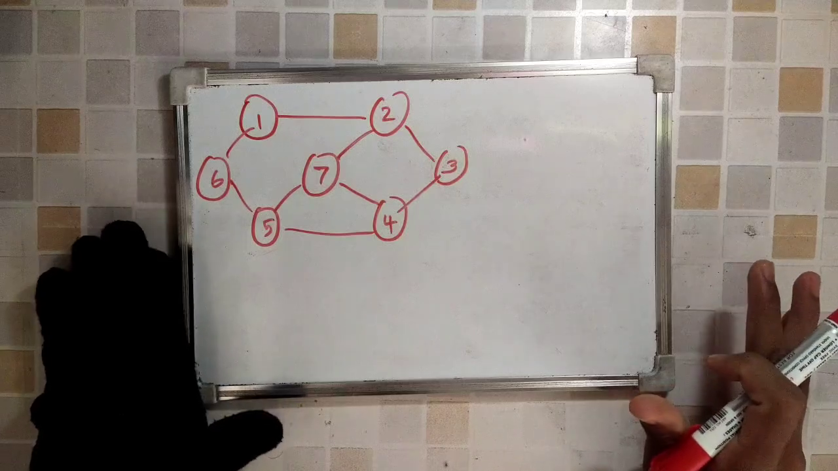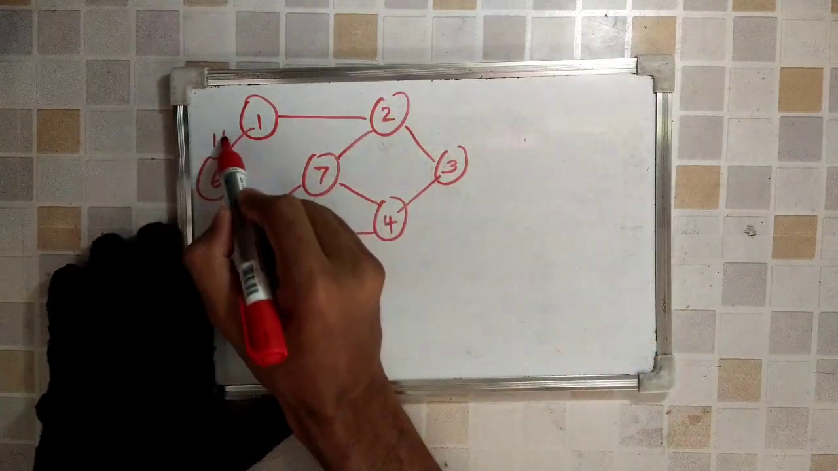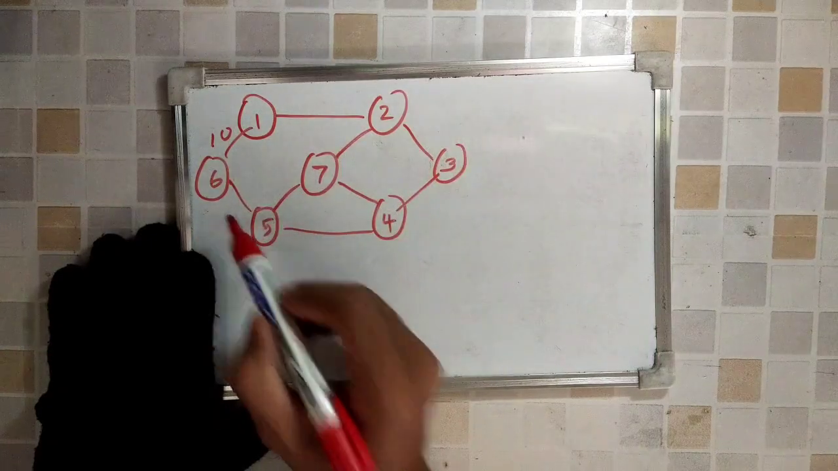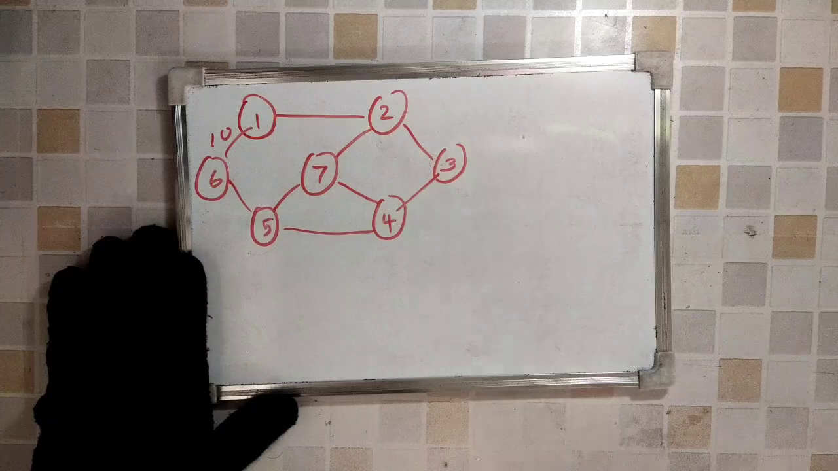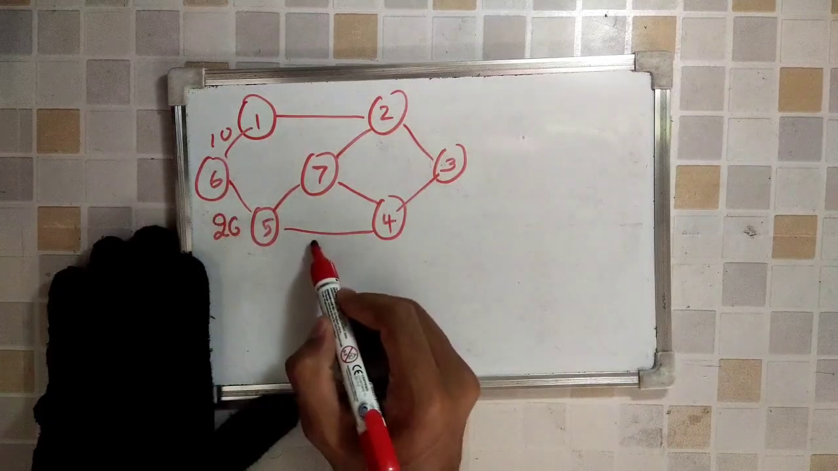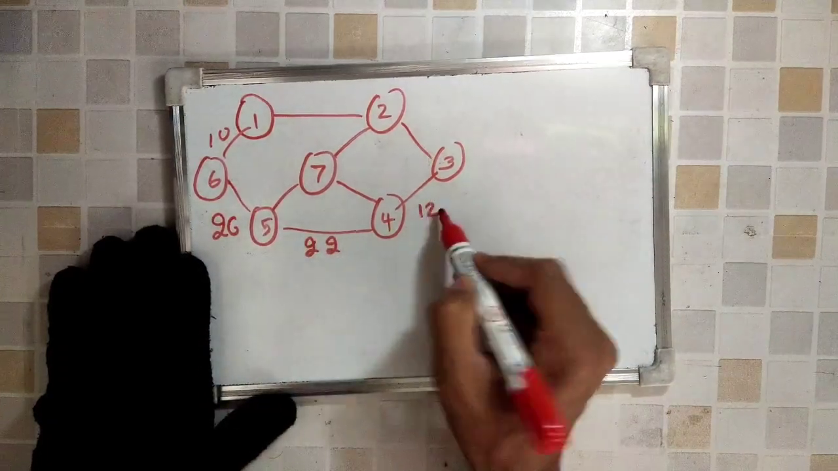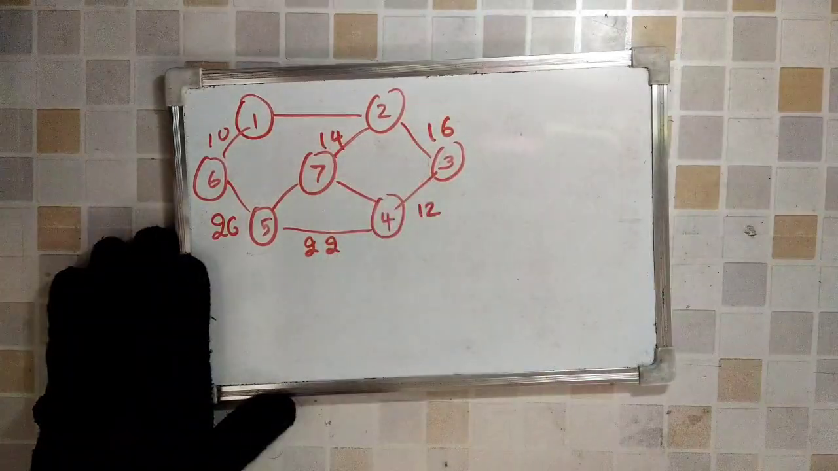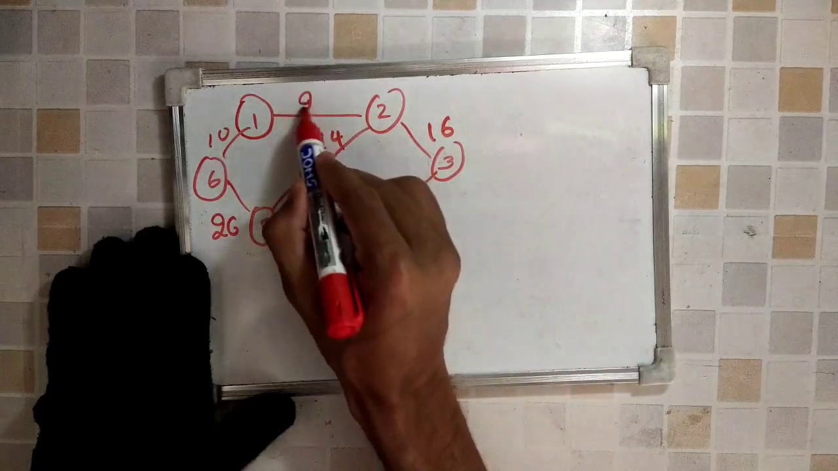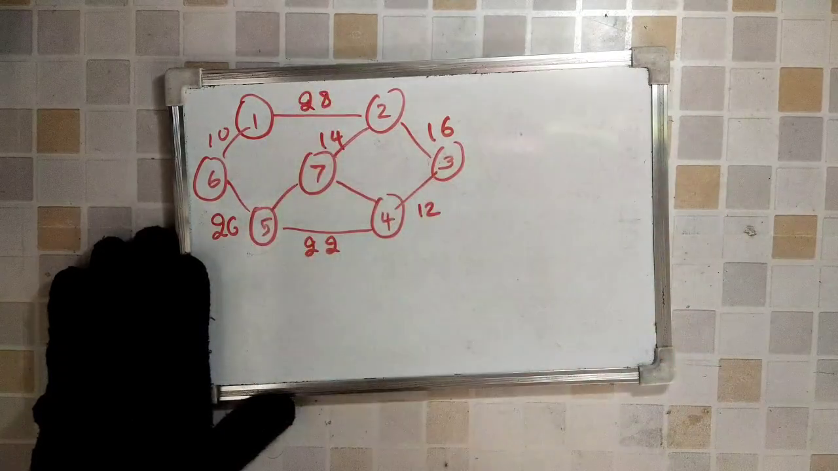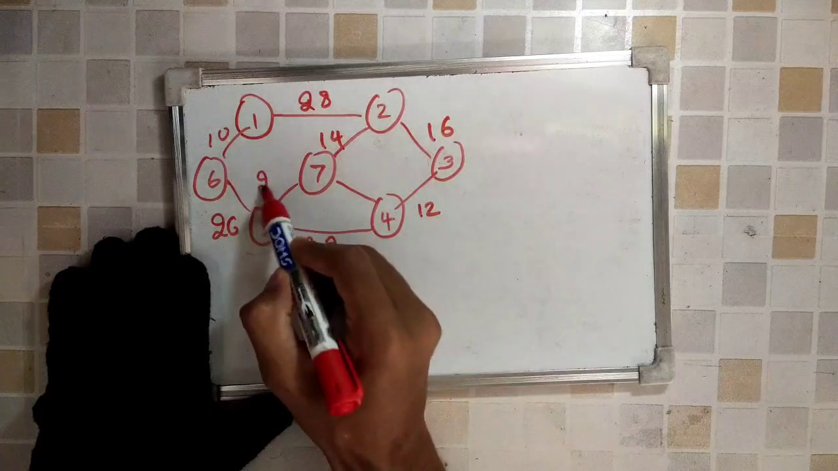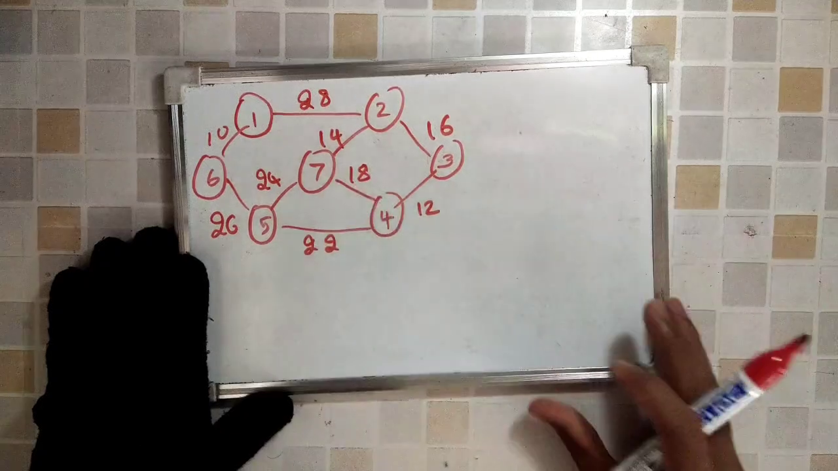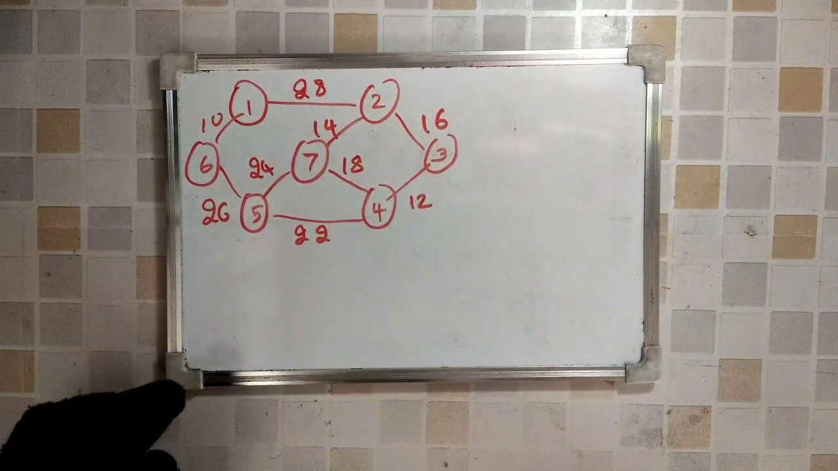In the given question, here it is 10, and so from 6 to... okay, I'll just copy the question. Here 26, here it's 22, here it is 12, here it is 16, and here it is 14. Remaining is from 1 to 2, that is 28, and 5 to 7, that is 24, and then 4 to 7, it is 18. So this is our given graph.